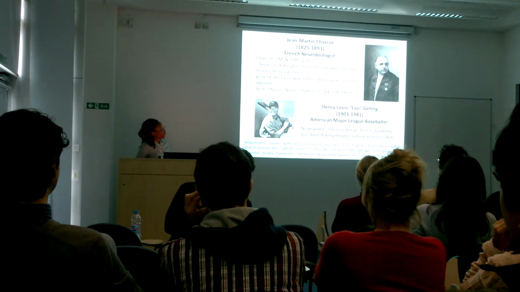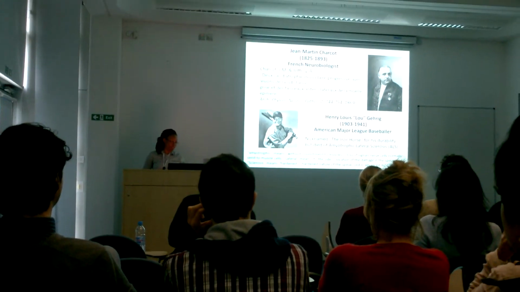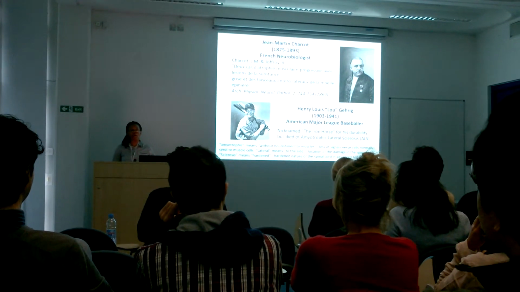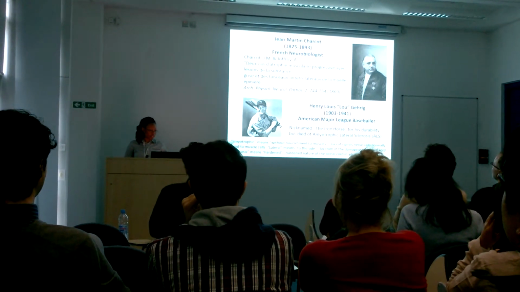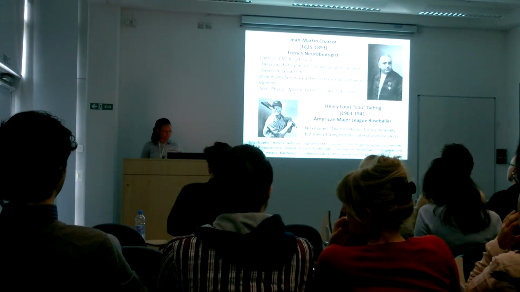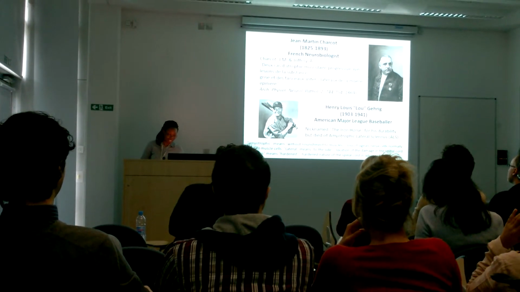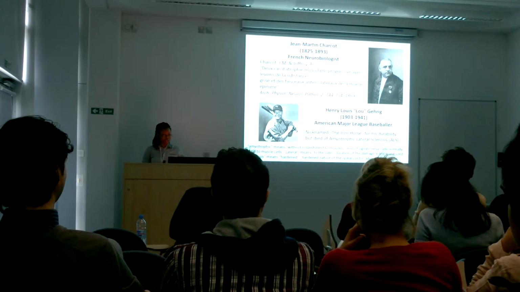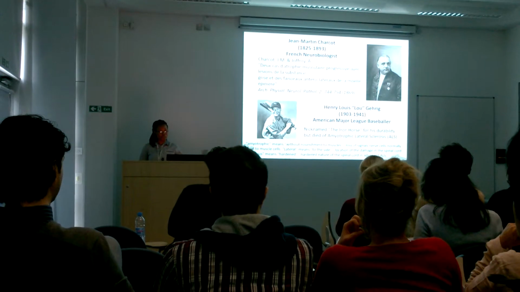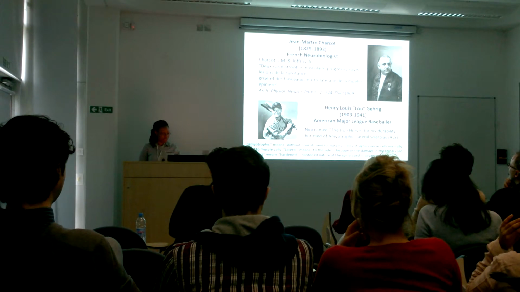The first publication to talk about amyotrophic lateral sclerosis was by the French neurobiologist Charcot in 1869, and the first celebrity who had ALS was Lou Gehrig, and that's why in America the disease is known as Lou Gehrig disease. So he was the first person to have that and brought that disease to light.